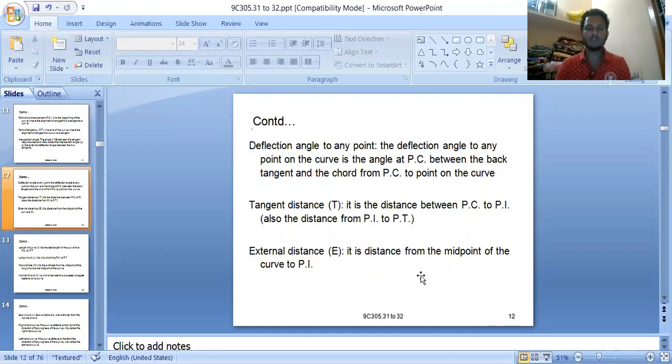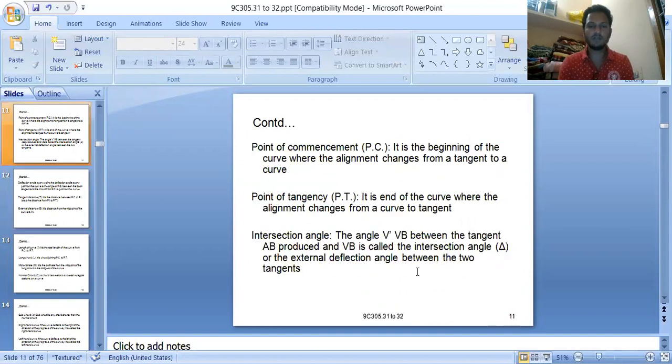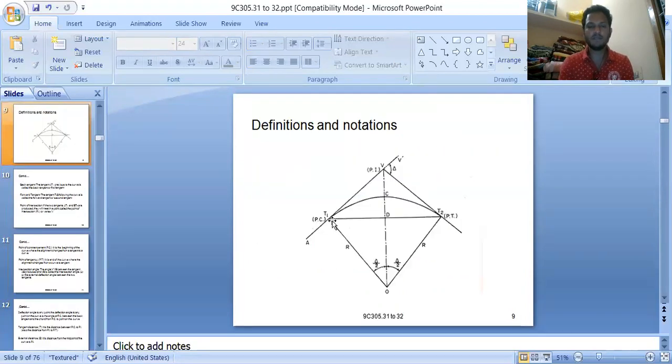And we have tangent distance. It is the distance between the point of commencement to the point of intersection. So we have the point of commencement here, and this is the point of intersection. This distance is called tangent distance.